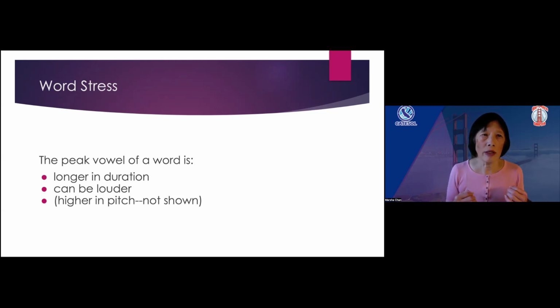So the peak vowel is also something that can be louder, right? So louder, I'm speaking more loudly on the first syllable of this word. And it is also typically, in English, higher in pitch. So when I'm saying louder, I'm not saying louder. Do you hear the difference? The tone or pitch, louder, is not necessarily the common way, but louder, whereas high-low is typical.